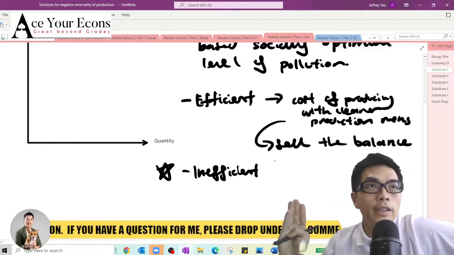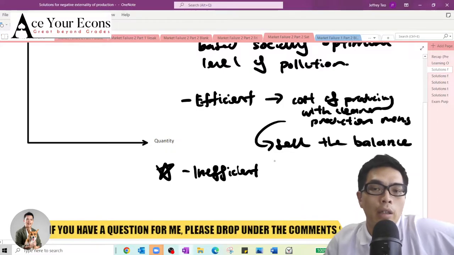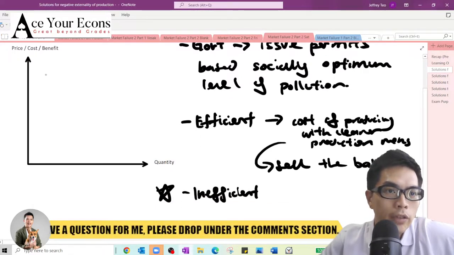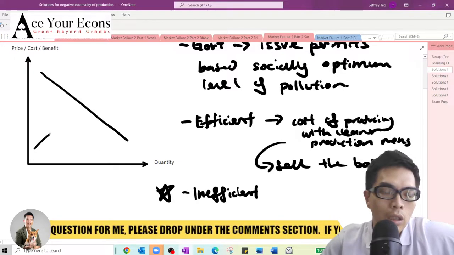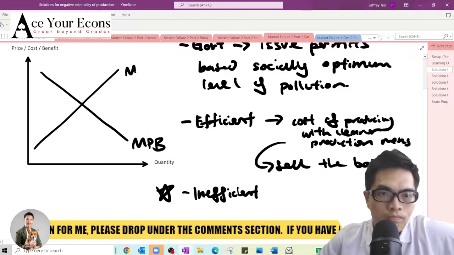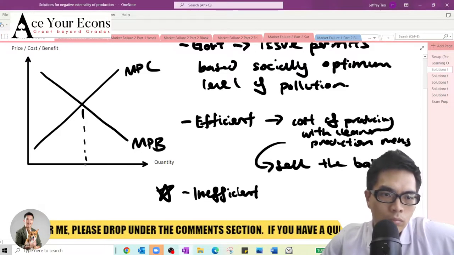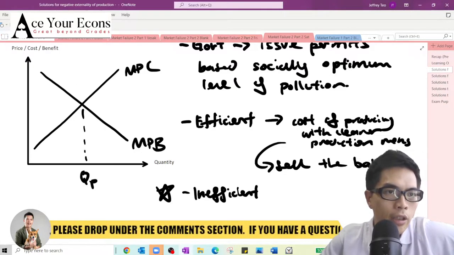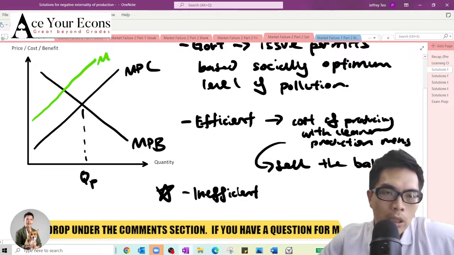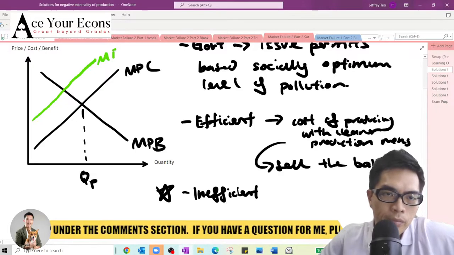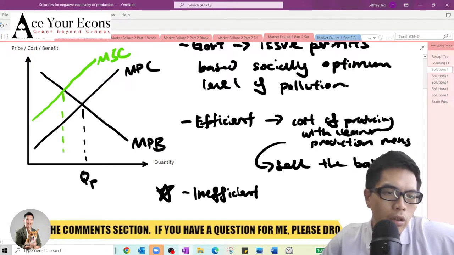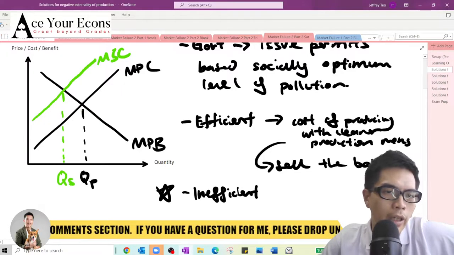So we can actually see that there are two effects that's happening. I'm going to show you later on. Let's illustrate the external cost here first. Let's join me in drawing. So this is a rational producer, they will produce up to MPB equals to MPC. I'm sorry, today is a bit dry, no choice. Today is really to prepare for exam.